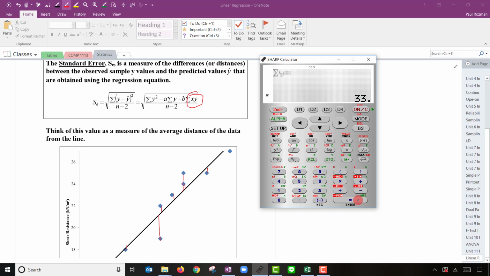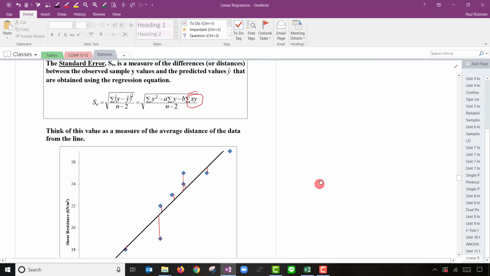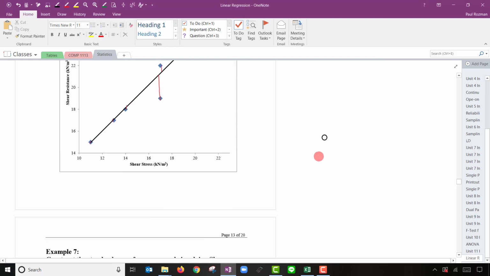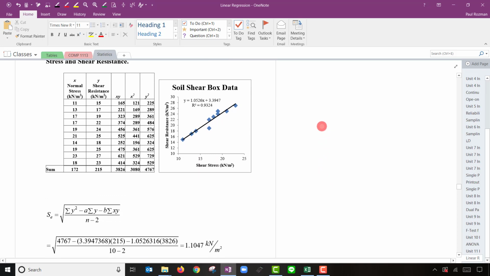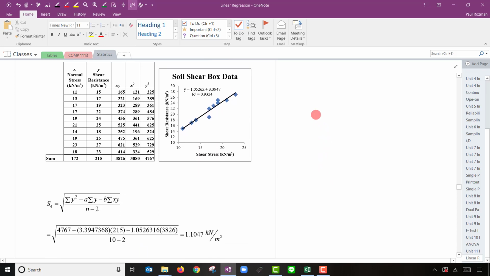So you have everything you need in order to calculate this. The A is under alpha bracket here. So it wouldn't be too hard to calculate that. But we have Excel, so we don't really need that. I did it by hand just to show you. I used all our intermediate values here. The standard error for our example was 1.1.